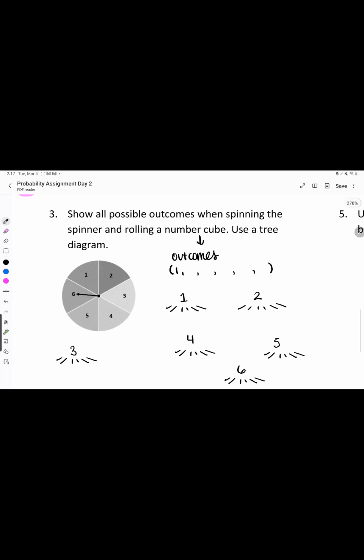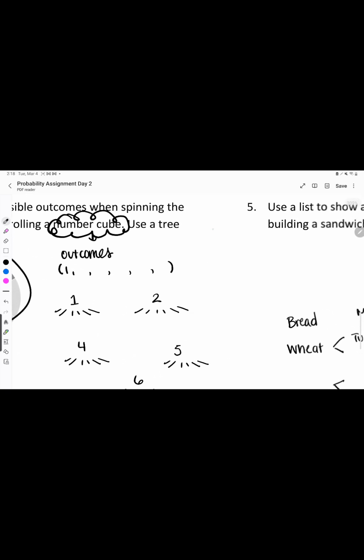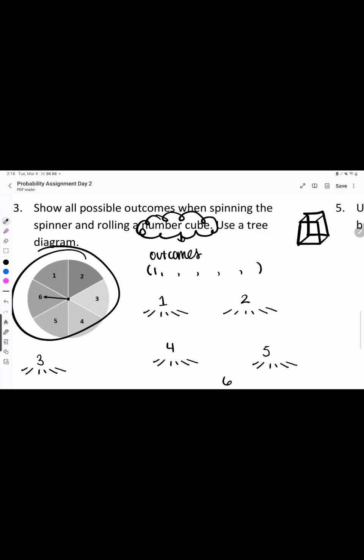This one says to show all possible outcomes when spinning the spinner and rolling a number cube, use a tree diagram. So let's talk about what it means by number cube, because we're talking about the number cube and then we're talking about the spinner. A number cube is a dice, and a dice is a little cube that has 6 sides, each of them with dots on them. So since it has 6 sides, on a normal dice, if you're playing a board game, you would have the results 1, 2, 3, 4, 5, and 6.